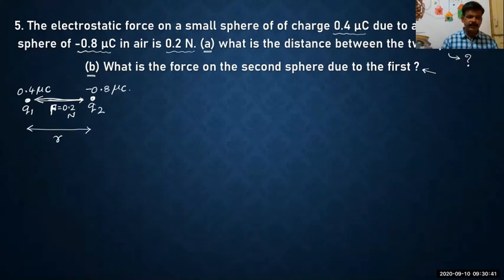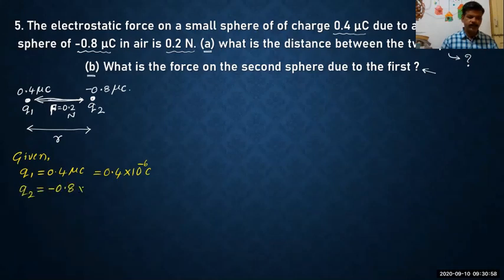Now, let us write the given things. Q1 microcoulomb, that is nothing but 0.4 into 10 raised to minus 6 coulomb. Q2 is minus 0.8 into 10 raised to minus 6 coulomb. F is 0.2 Newton. R, we don't know, we have to find R.